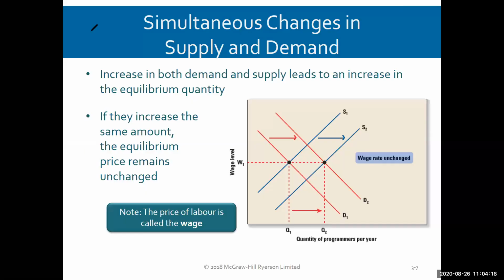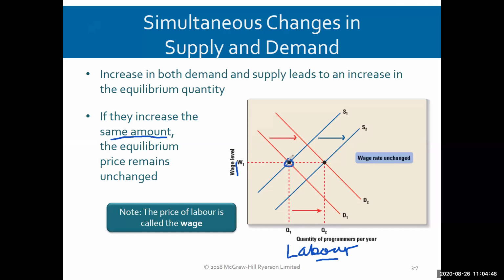So the first example we're going to do on simultaneous changes is we're going to increase demand and increase supply by the same amount. That's the critical part here. So this is a market for labor, for workers, and they're programmers. And the price of labor is just the wage. So this is the wage rate. So don't let that confuse you.